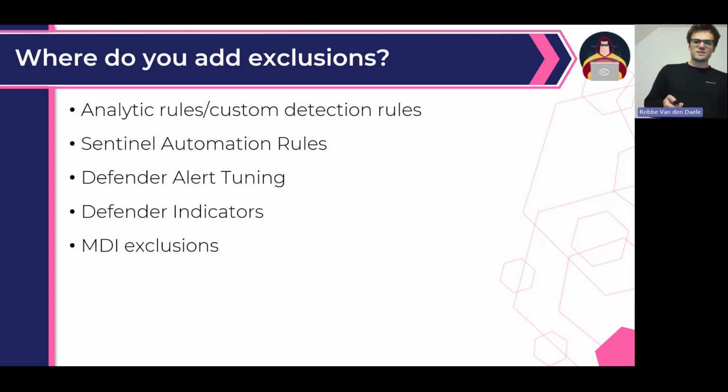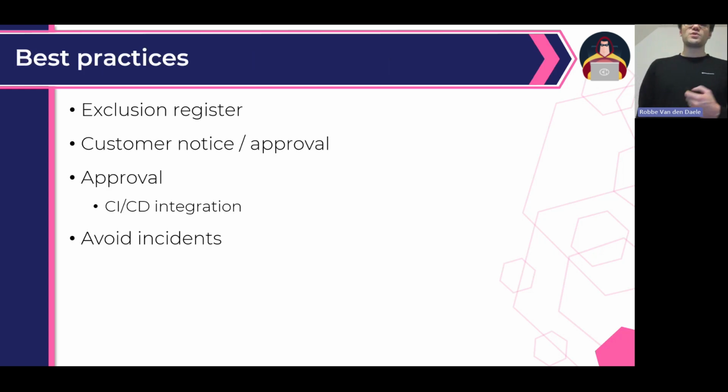The issue is that within Sentinel and XDR as a whole, there's multiple ways to add exclusions in multiple places. So we have directly in the analytic rule, using Sentinel automation rules, alert tuning, indicators, and MDI exclusions. There are 5 options available, which I have listed, and you really need to think about what is the best way for you and what works for you.